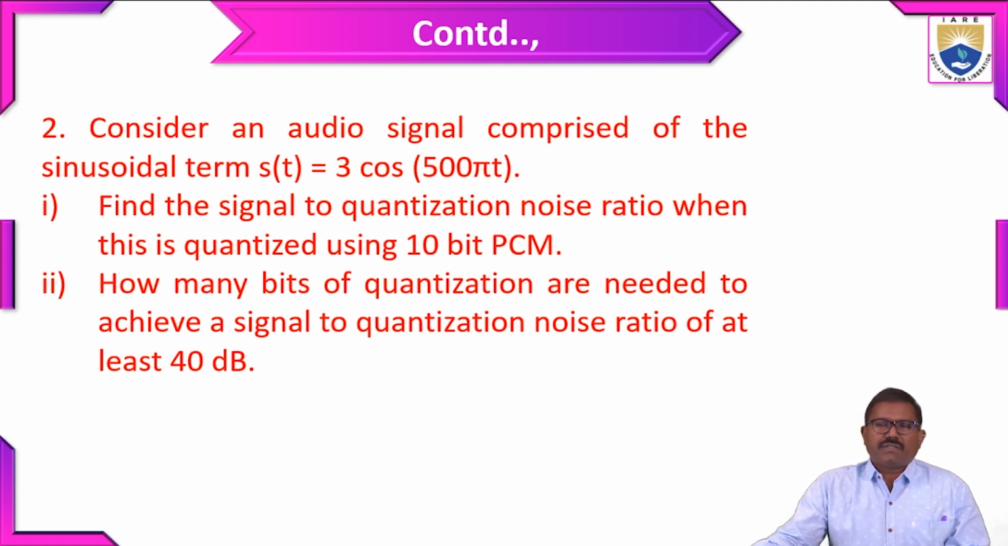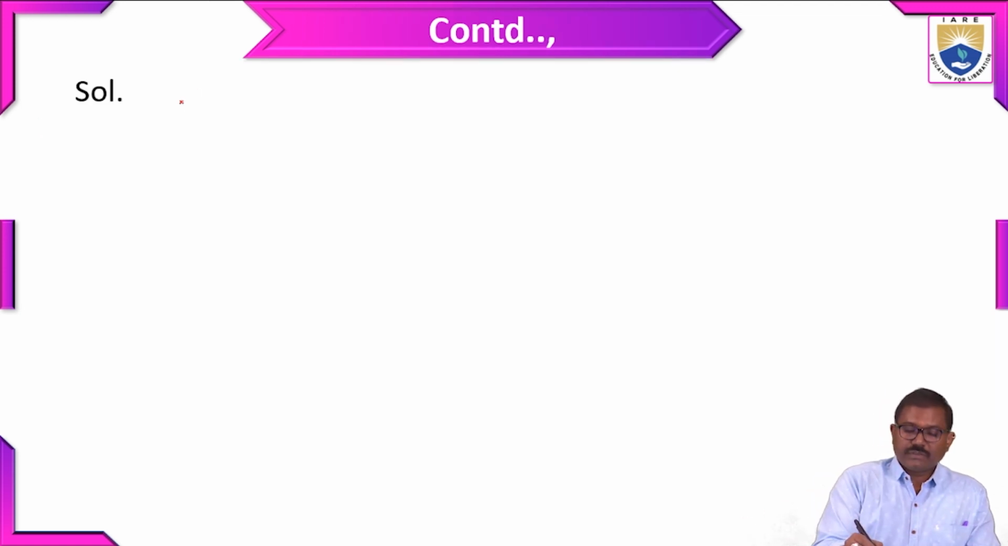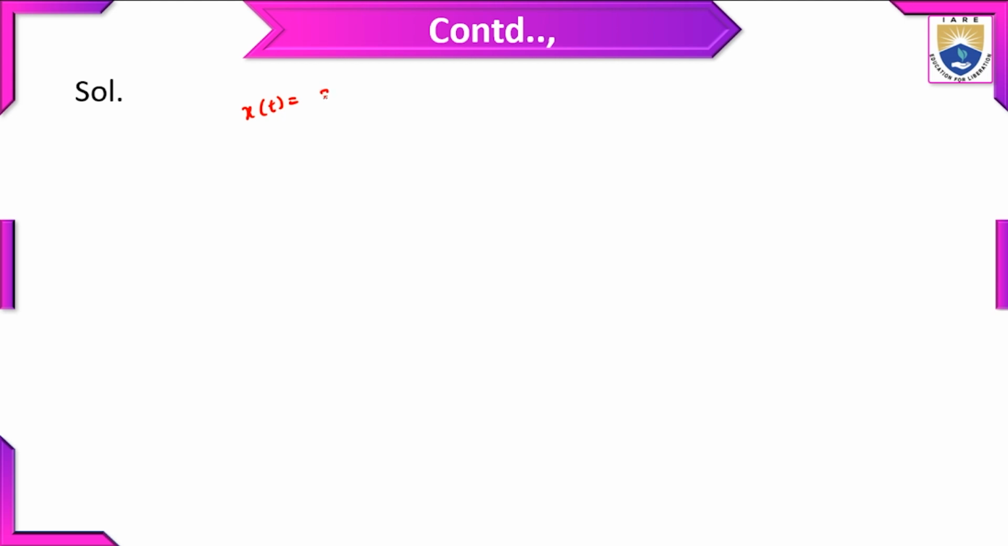So here the given audio signal is 3 cos 500 pi t, and another given data is n bits. So here the number of bits is 10 bits. Okay. So this is for the first part of this problem. Now our given signal is x of t or m of t, whatever it may be, 3 cos 500 pi t. And Am, the amplitude of the signal, is 3 volts. Why amplitude in volts? That's why it is 3 volts.